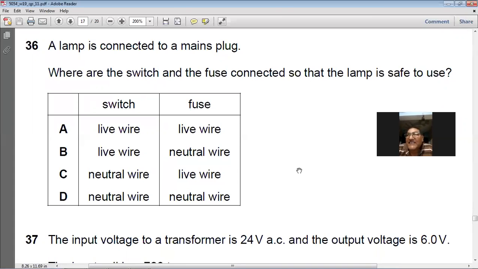Question number 36, A is the right option. The switch should be in the live wire and the fuse should also be in the live wire. It's a fact, you should remember this.